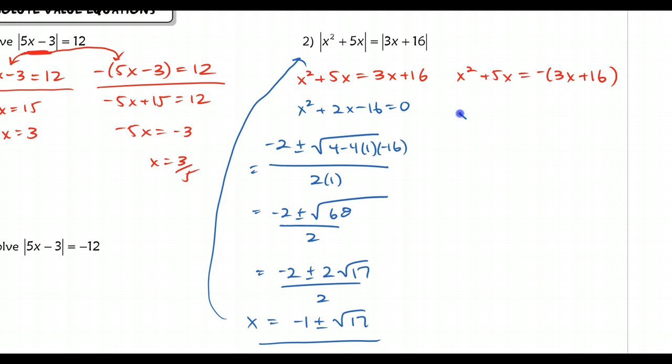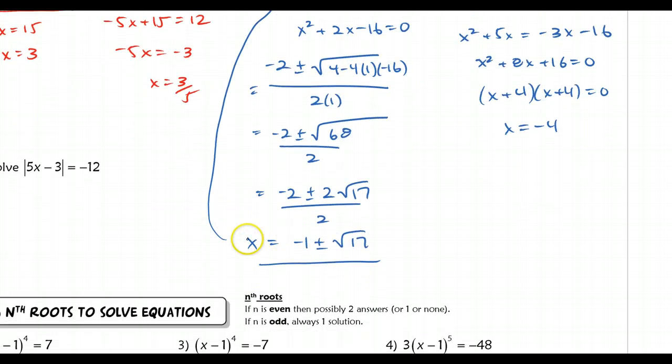Now on the other side, it's going to be a little bit easier to solve this equation because I believe this one is factorable. So when we bring this over here, I just need two numbers that would multiply to 16 and add up to 8. And I end up with one solution here of -4. So my 3 solutions here are right there.